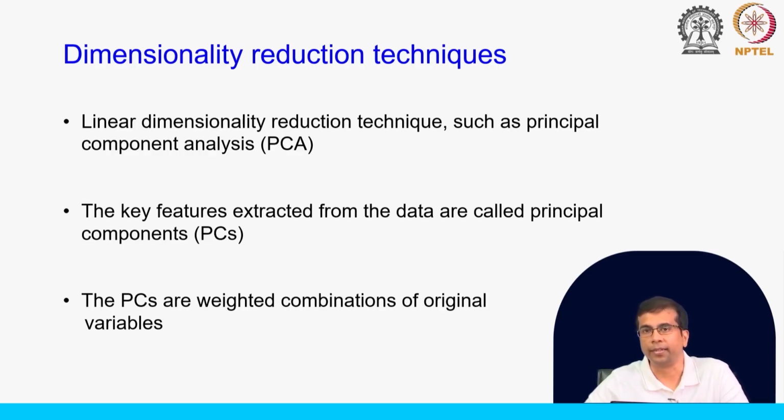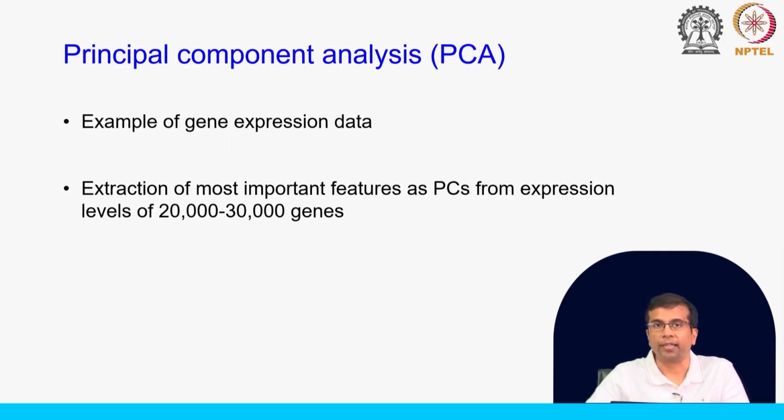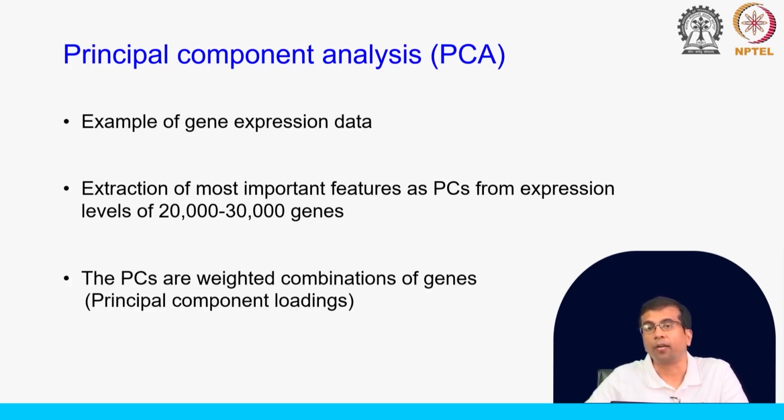Okay. So, PC1, for example, could be a weighted combination of, let us say, x1, x2 and so on. Okay. So, we can take this example of gene expression data where I said, right, we have, let us say, 20,000 to 30,000 genes, and we want to extract the most important features as PCs, right. So, these PCs, PC1, PC2, will be the weighted combinations of genes, and this is what we refer to as principal component loadings. Okay. And we will look into these PC loadings in our hands-on analysis. Okay. So, I hope we understand this clearly now.